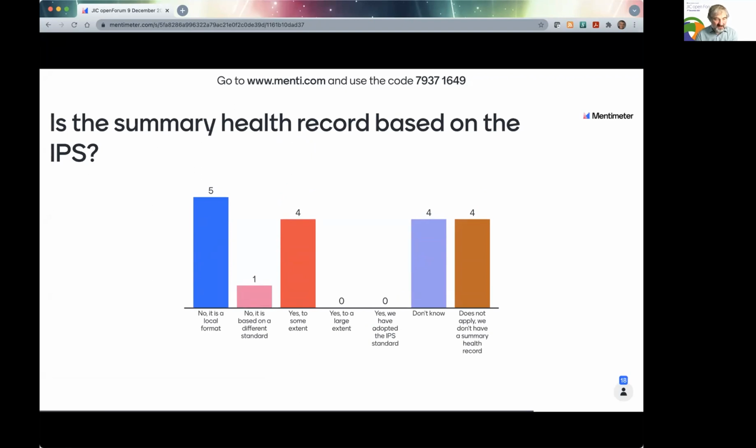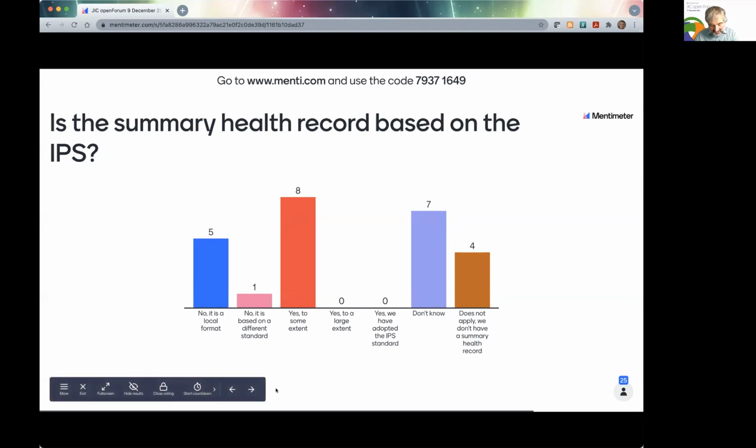Yes, and we see there to some extent is a clear winner here, and we have no answers on to large extent, or let's say the complete adoption of the IPS as such, which means that the toolkit aspect of IPS is of significant importance, which we actually thought, and we see that already in the WHO, for example, what was mentioned by Alistair, where some parts of IPS were used for the WHO vaccine credentialing record.